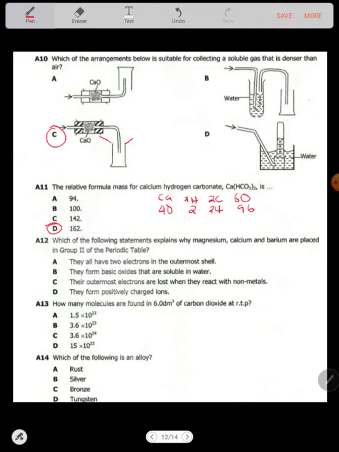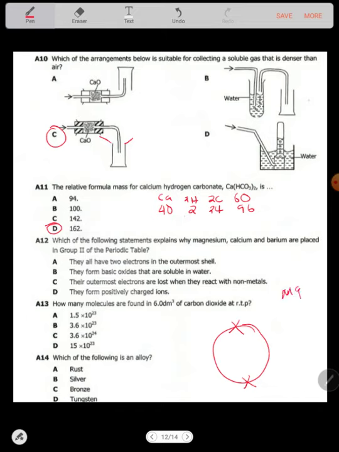That can't be the answer. Their outermost electrons are lost when they react with nonmetals; that can occur for any metal, not only group 2. They form basic oxides that are soluble in water? No, really. The reason why they are placed there is A, because they have 2 electrons in the outer shell. And the number of electrons in the outer shell determines the group in which that element is going to be put. Let me give an example.